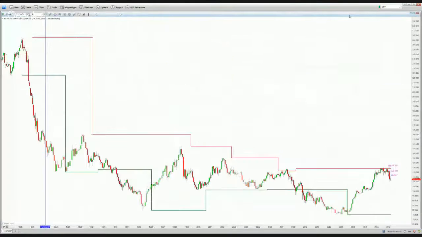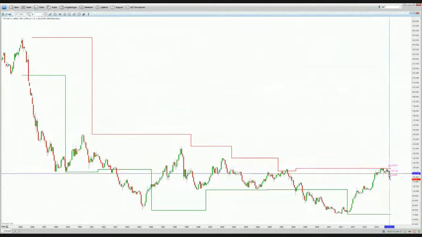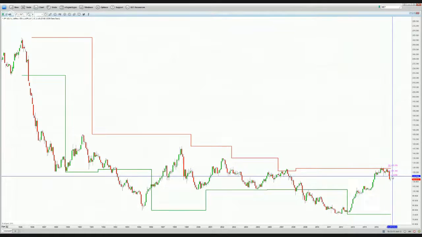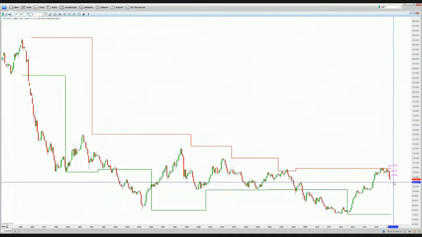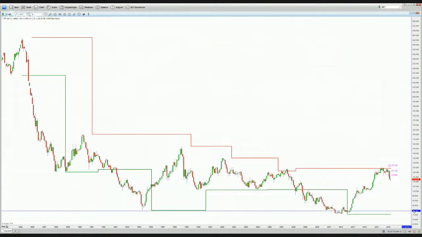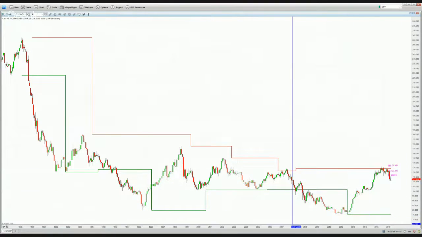Okay, dollar yen, we can see that price found resistance. It's trading below those pink lines, so price has a bearish bias. 110 is acting as support. We want to see 110 cleared and then price potentially move all the way down to 80, 75 along those levels.